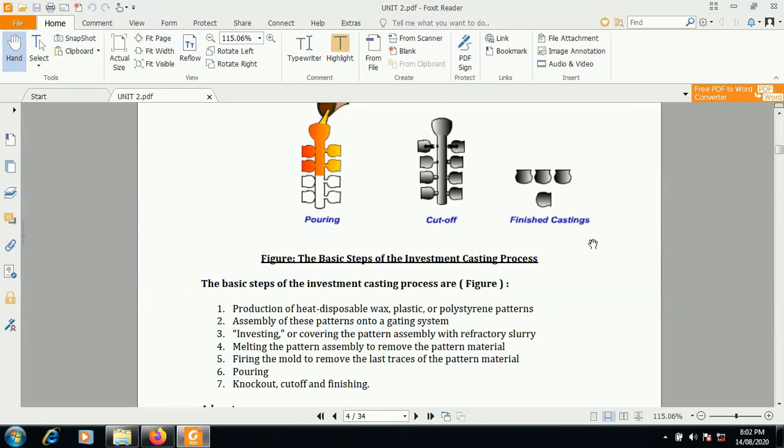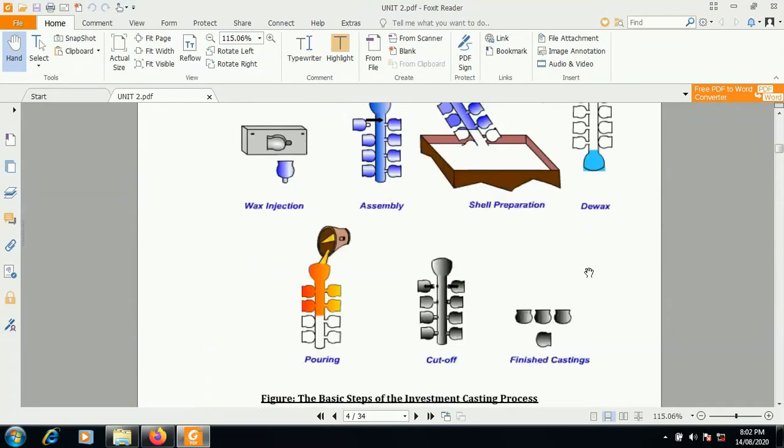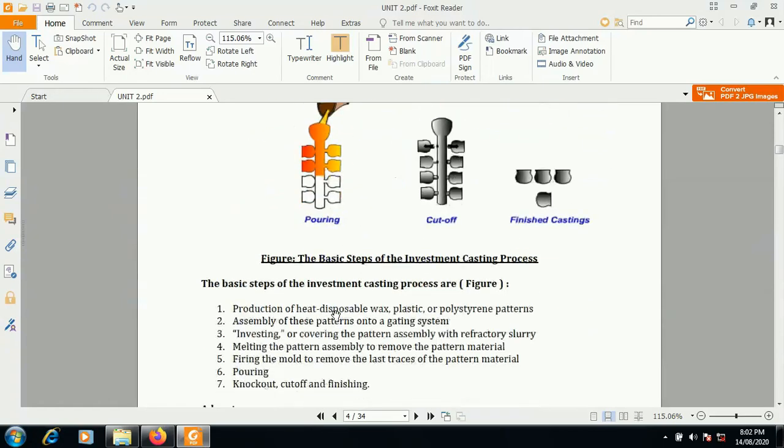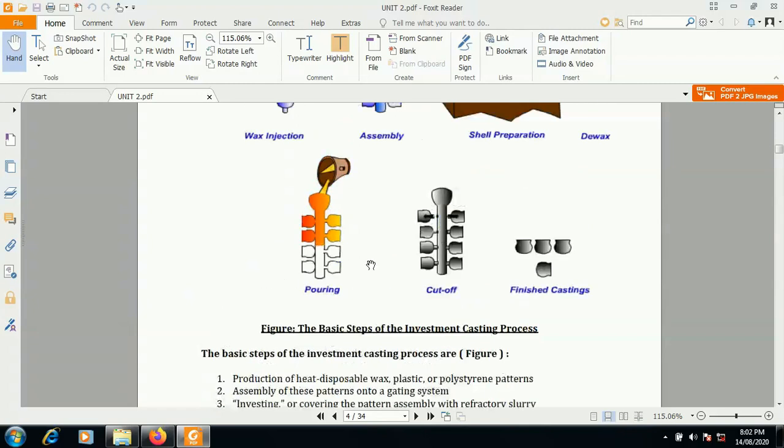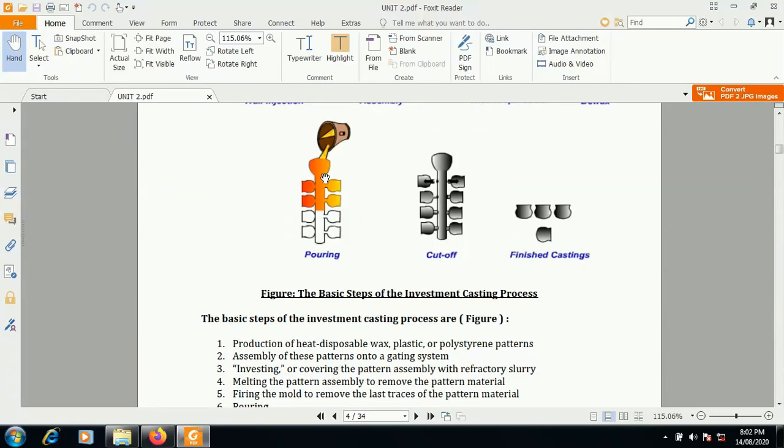Or sometimes evaporation of the pattern material will also take place. Firing the mold to remove the last traces of pattern material. We have to fire the mold. For that purpose, the mold is placed inside the oven, where firing of the mold takes place. At the same time, the last traces of the pattern material will be removed. Now after curing of that mold cavity, the mold is ready for the pouring operation.